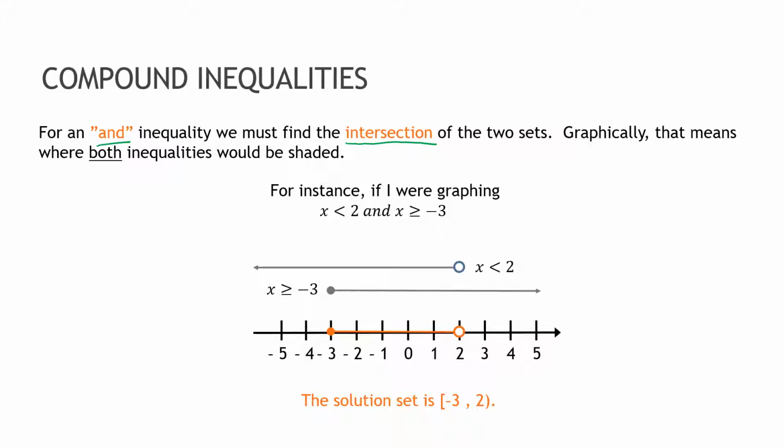And that means, just like we just looked at, both inequalities would be shaded. This is a better picture than the ones I was freehanding in the last video. If I said x is less than 2, remember that's an open circle shaded left. If I said x is greater than or equal to -3, that's a closed circle shaded right. Where are they both shaded? From here to here. This side would be included, this side would not. So -3 is included with a closed circle, 2 is not included with an open bracket. So that is an "and."